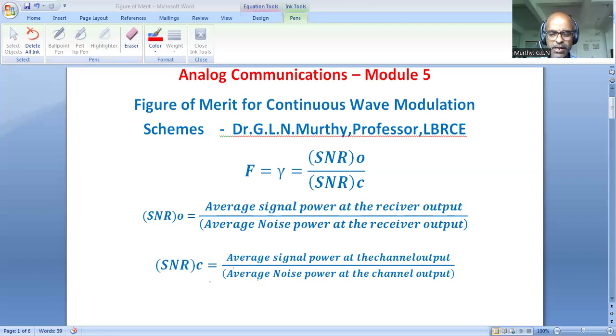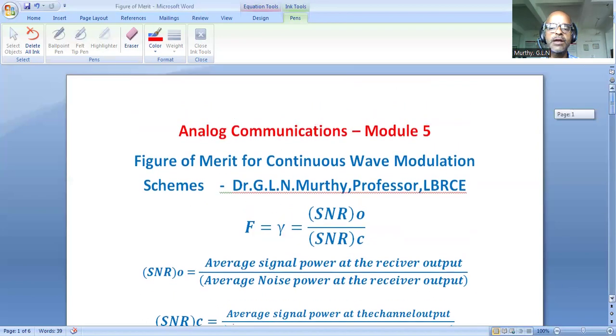When that question arises, or when it is thought of obtaining the quantitative parameter, the immediate parameter that can be thought of is the figure of merit. Figure of merit is mostly used in communication systems, or particularly analog communication systems, to identify which modulation scheme is better than another.